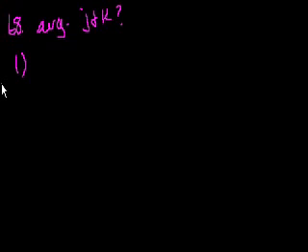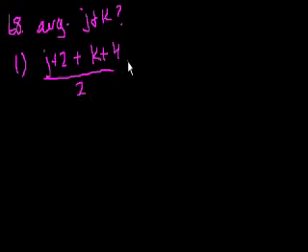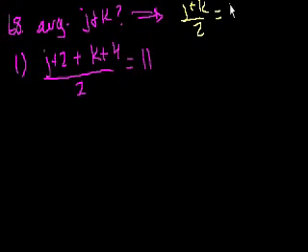Statement 1 tells us the average of j plus 2 and k plus 4 is 11. So this is interesting. So that means that (j plus 2 plus k plus 4) over 2, I'm just averaging the two numbers, they're telling us that that is equal to 11. And remember, the question they're asking is the average of j and k. So if we could just figure out what (j plus k) over 2 is equal to, we're done. Or if we just knew what j plus k is, we were done. So maybe we could figure that out from this.